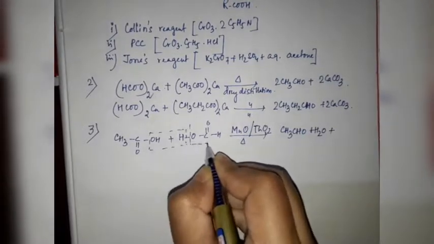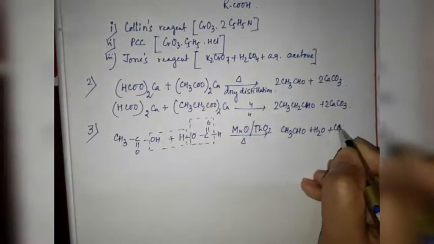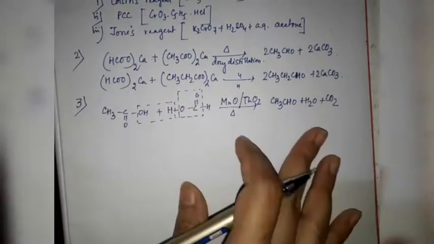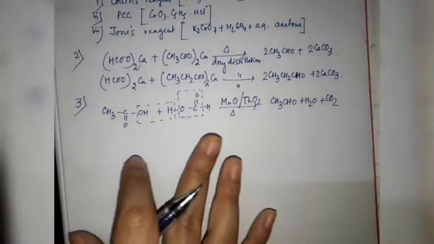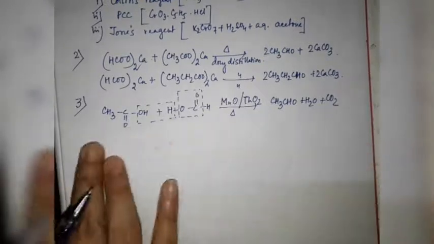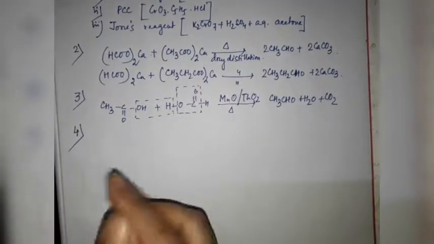and carbon dioxide. Okay, so if vapors of formic acid are passed over heated manganese oxide or thoria, then we can get formaldehyde by this method.